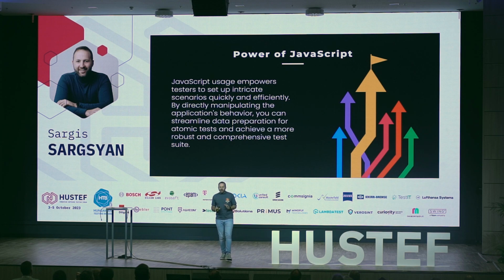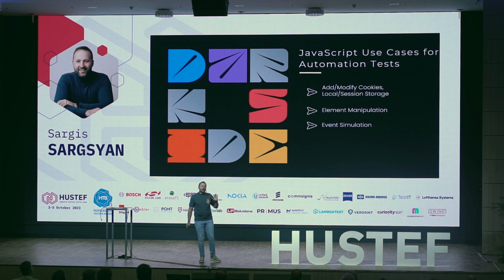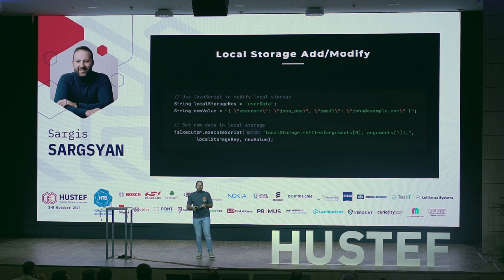OK, let's switch to the power of JavaScript. You can always use the power of JavaScript to speed up your test executions. In this presentation, we'll go through some cases of how we can add and modify local storage items, element manipulation, event simulation, and asynchronous operations. For example, we need to manipulate a situation where there are some items in the local storage. It's easy to do with JavaScript. We just say add this item in the local storage with this name. In the last example, I will show a real case in which you can use this.